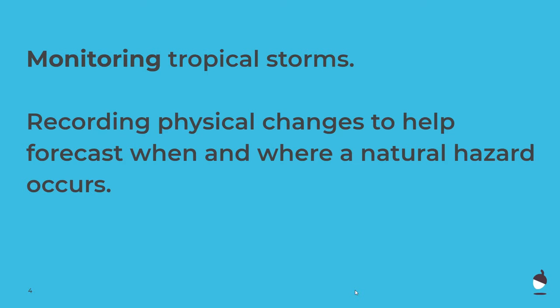So let's begin with monitoring tropical storms. Monitoring means recording physical changes to help forecast when and where a natural hazard occurs. There are 2 main ways that we monitor for tropical storms, which we'll review in just a moment. But of course, if we know that there are clues that something might be about to change in the atmosphere and that tropical storms may form, it may give us time to prepare ourselves for what lies ahead.